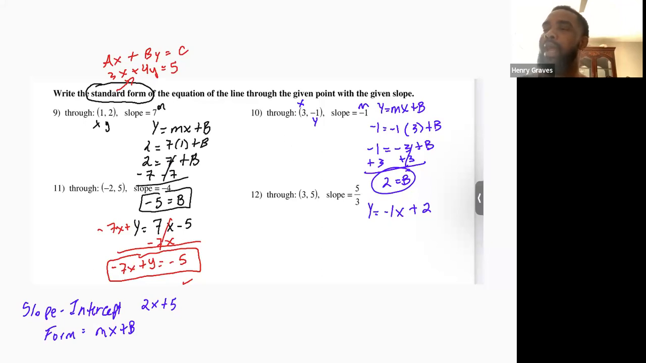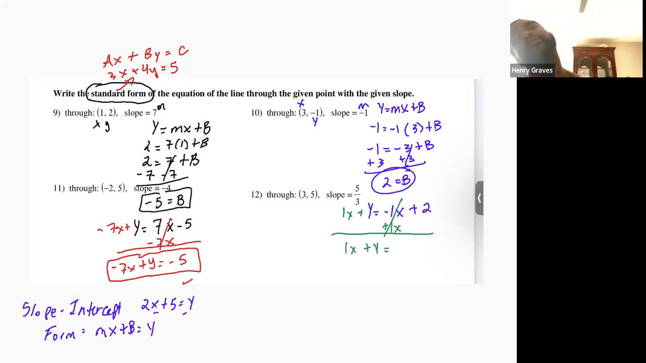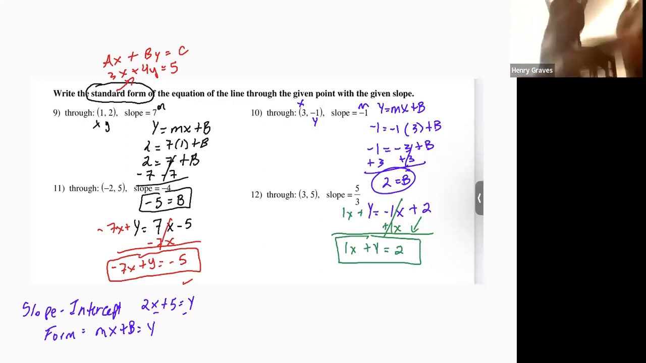So for me to get that one looking like standard form, I need to do the opposite of minus 1x, which is plus 1x. But what I do to one side, I do to the other side, right? Negative 1x goes away. So 1x plus y is equal to 2. Just bring that 2 down here. And I am done. So I hope that helps clarify how we go from standard form to slope-intercept. Oh, no, from slope-intercept form to standard form.